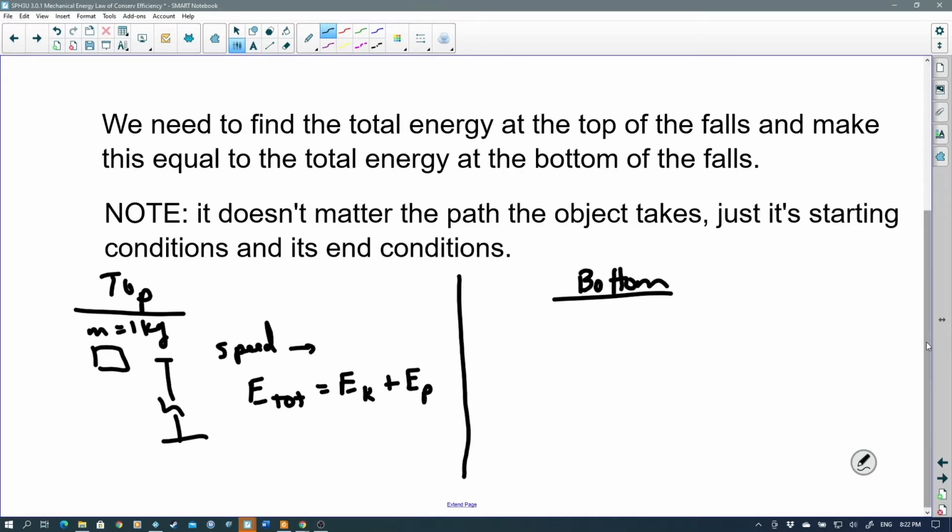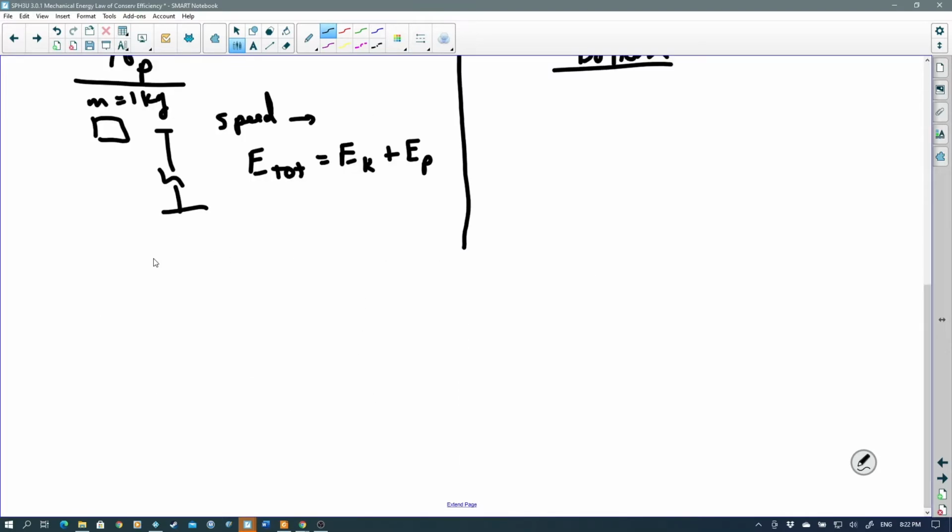So let's do that. What is the total kinetic energy? Let's start with just kinetic energy. So kinetic energy, as we saw on the previous slide, is mv squared over 2.